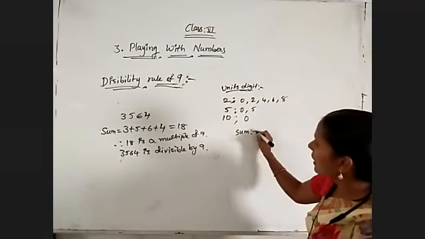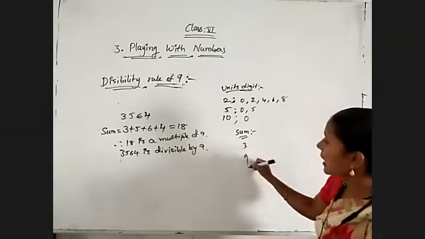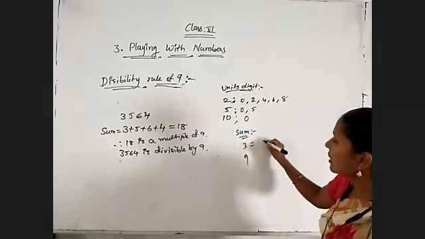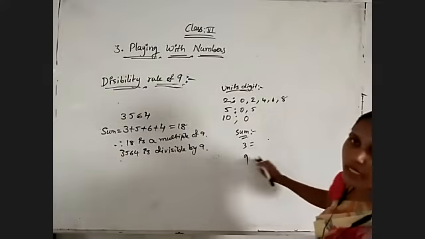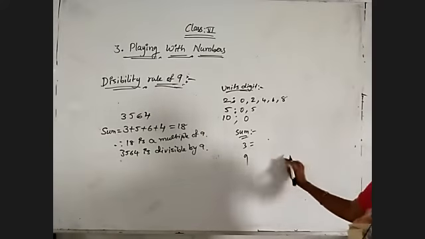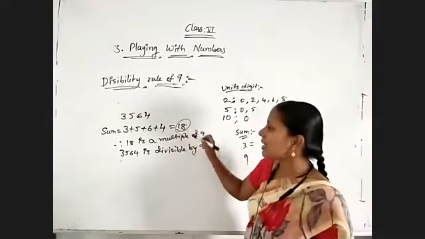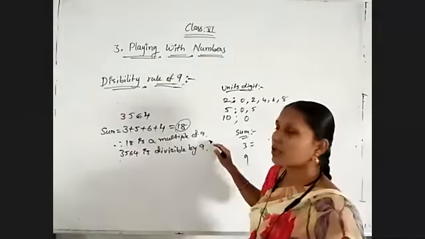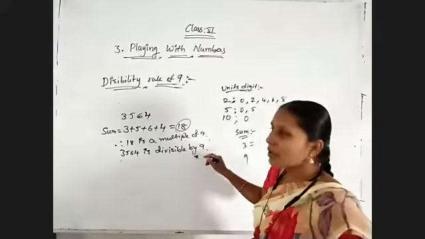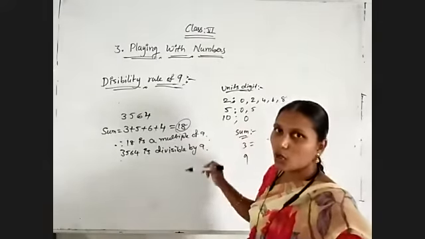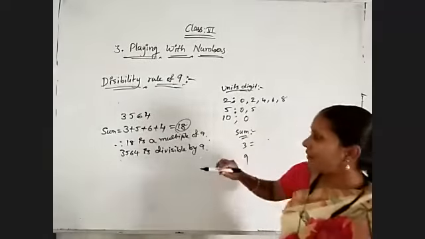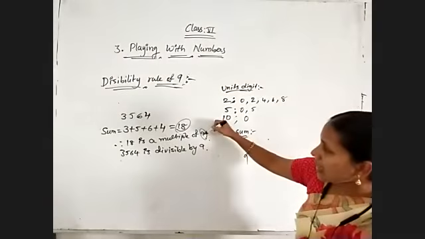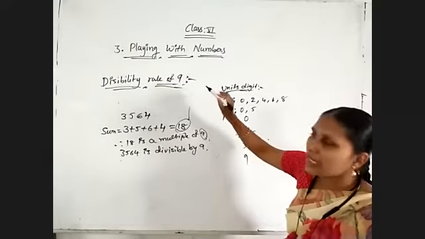Now coming to the remaining, the sum. For sum we are checking 3 as well as 9. So when the sum is a multiple of 3, then that number is divisible by 3. If the sum is a multiple of 9, then that number is divisible by 9. So just observe here, 18 is a multiple of 3 as well as 9. So it is divisible by both 3 and 9.